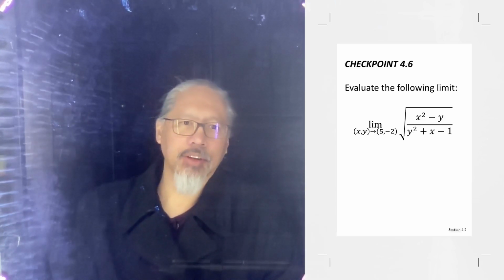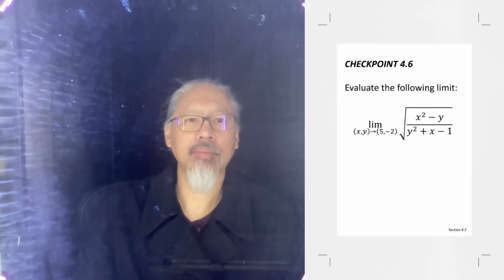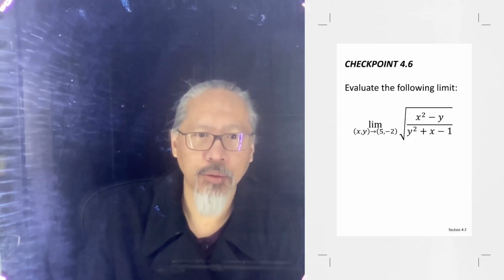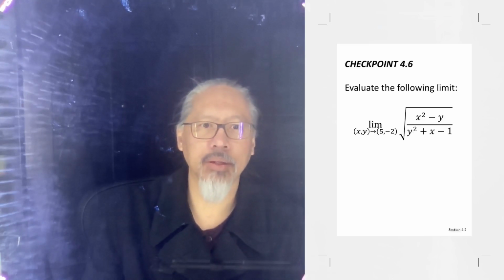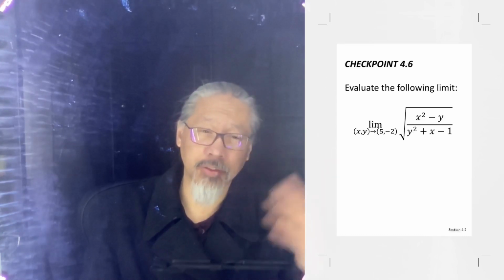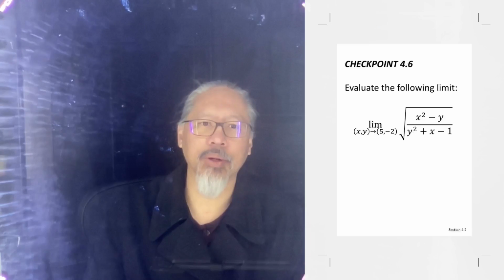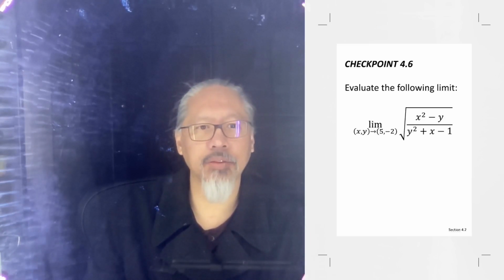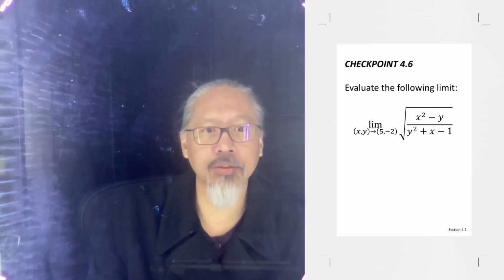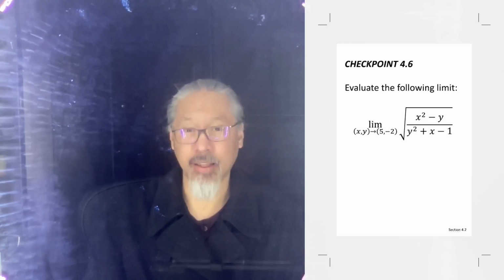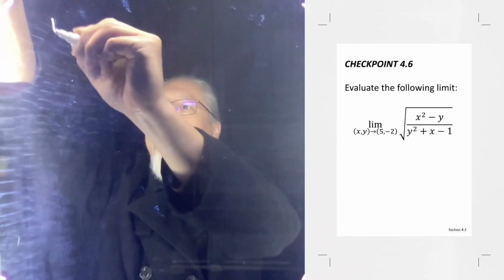Now, the functions that are involved here are all continuous in their domains, and we really need to worry about something happening when the denominator is equal to 0, or if we have a negative under a square root. If we put 5 in for x and -2 in for y, we would get a 4 plus 5, which is 9, minus 1 is 8. So I think we'll be fine, and therefore we can use the limit laws.